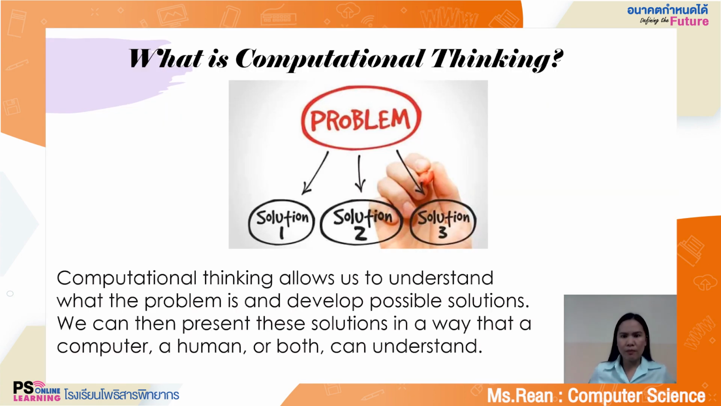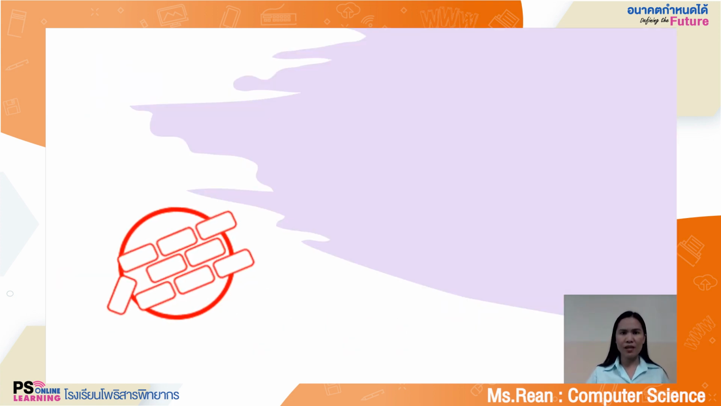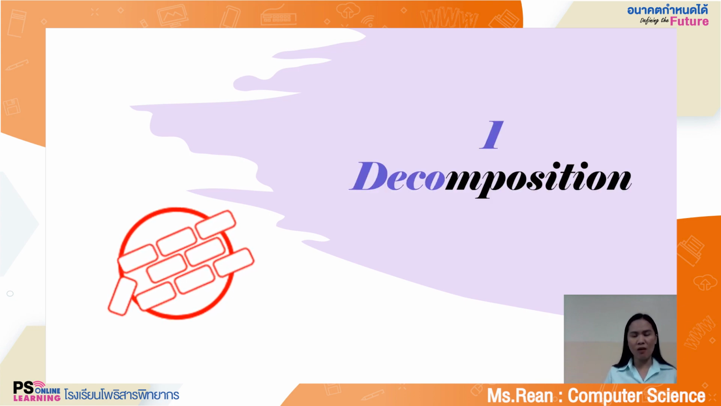So this is the meaning of computational thinking, allows us to understand what the problem is and develop possible solutions. We can then present this solution in a way that a computer, human, or both can understand, just like what I explained. Let's go to the first technique of computational thinking, which is decomposition. What is decomposition? Let's watch the video about decomposition.